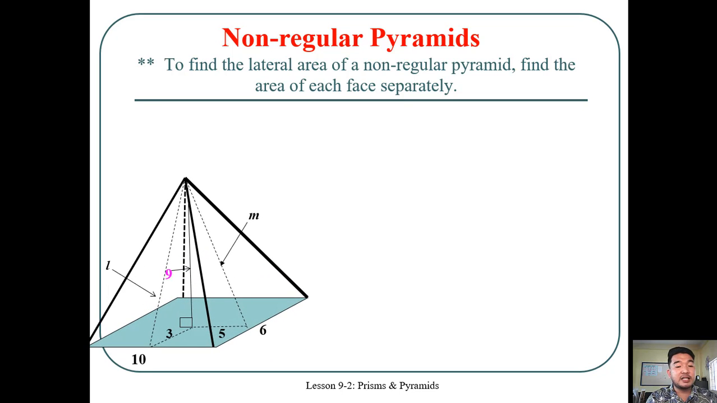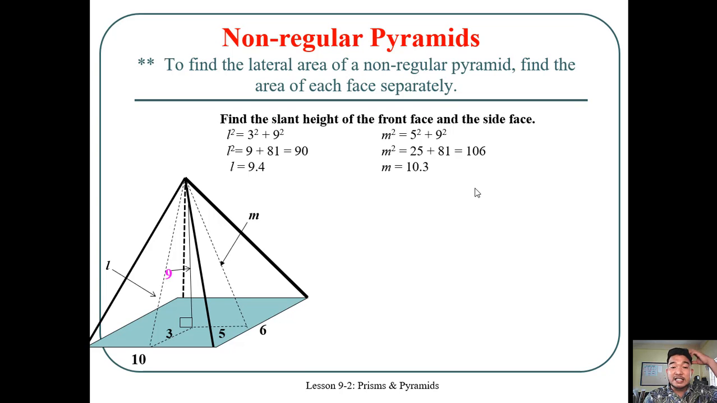So let us take a look at this non-regular pyramid. By the way, the base of this pyramid is a rectangle. So if this is 10, this is also 10. If this is 6, then that is also 6. Wherein we have two different lateral slant heights. We have here the slant height M and slant height L, and the height of the pyramid is equal to 9. The first step is to solve for the slant height of the front face and the side face.